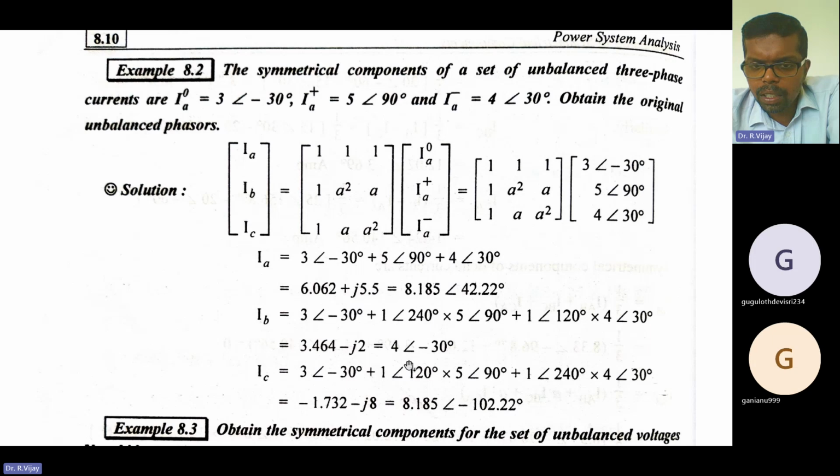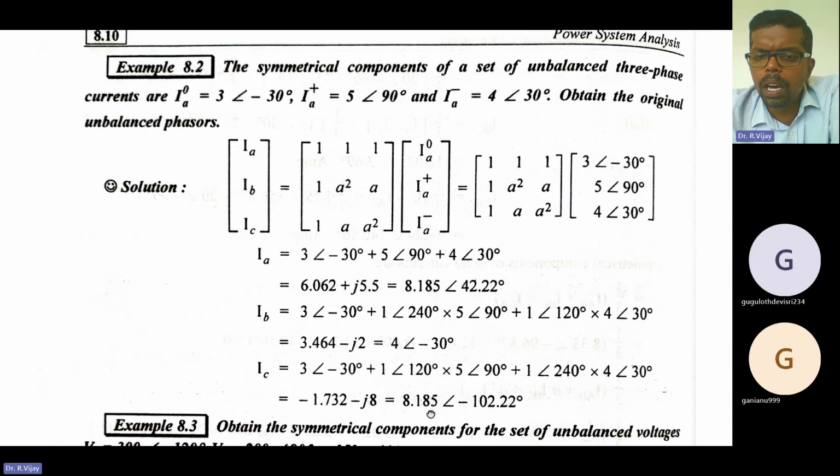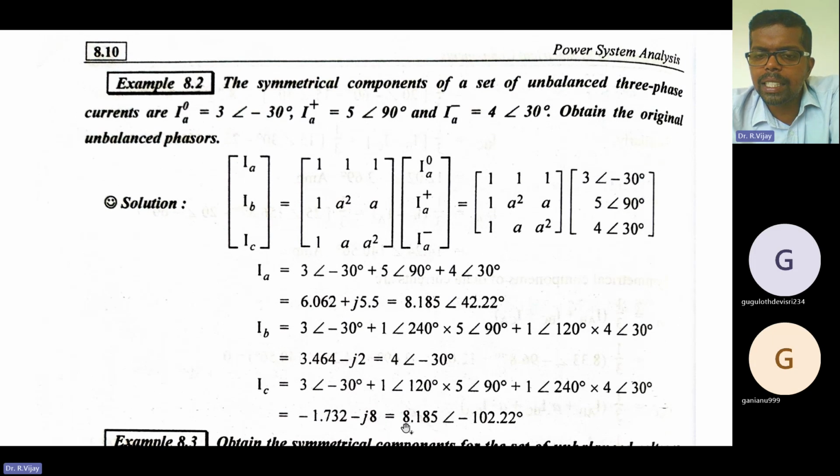You just convert all into complex format and add, and you'll get the answer like this. Again, you need to convert into polar format. You'll get the answer as 8.185 at the angle of minus 102.22 degree. This is the final answer you'll get.